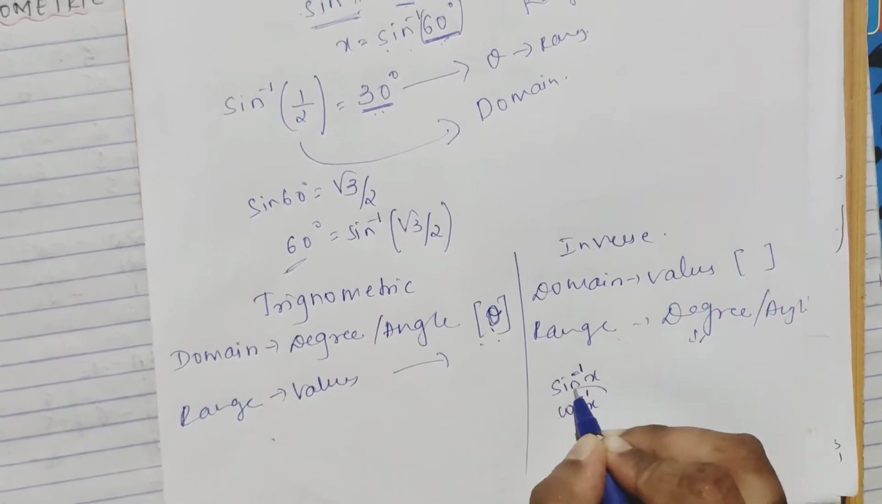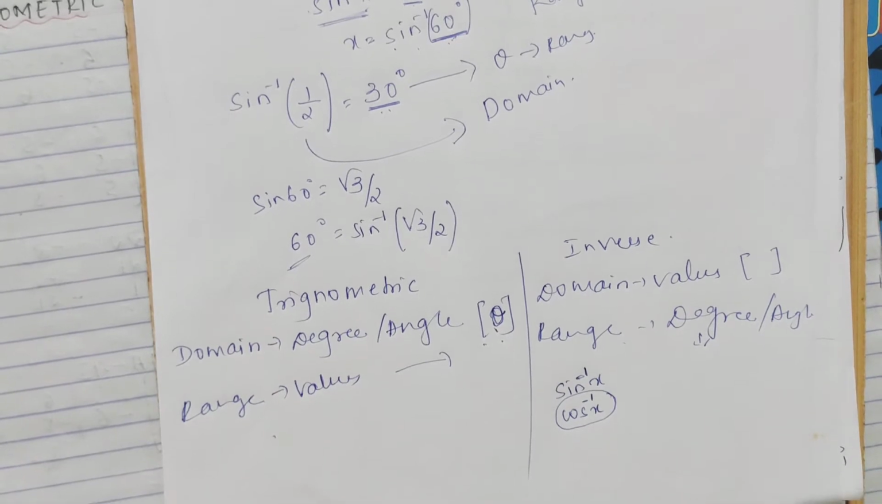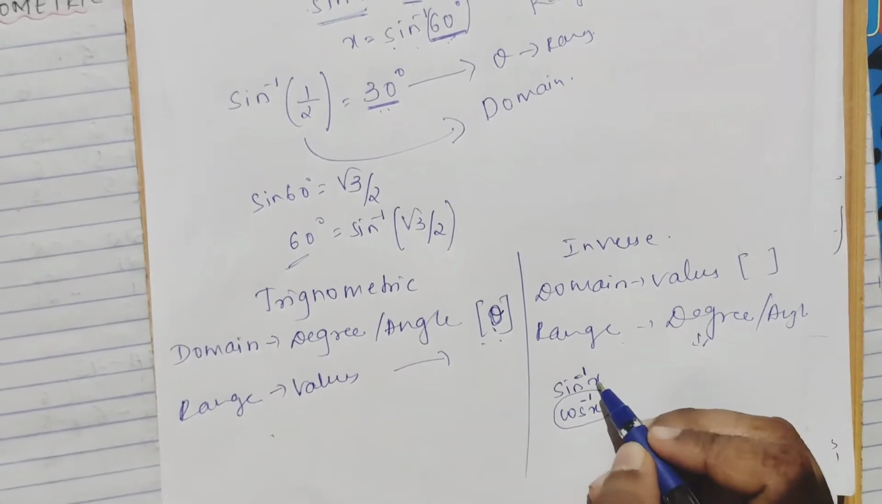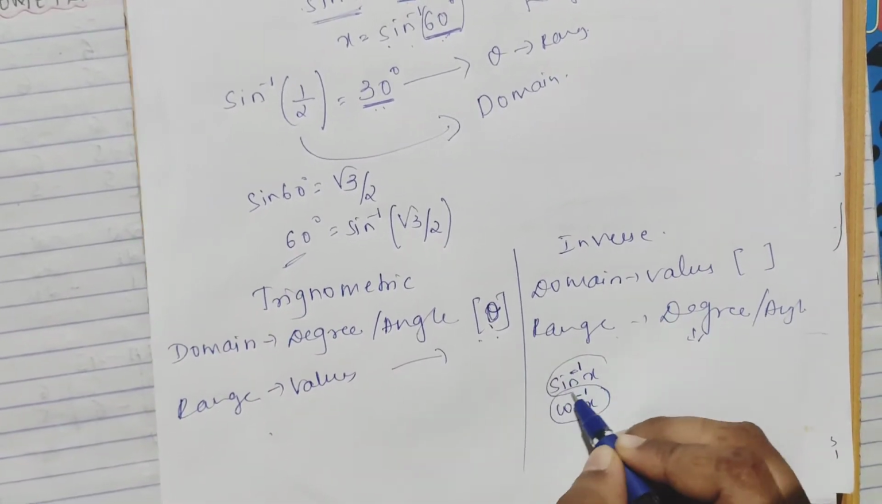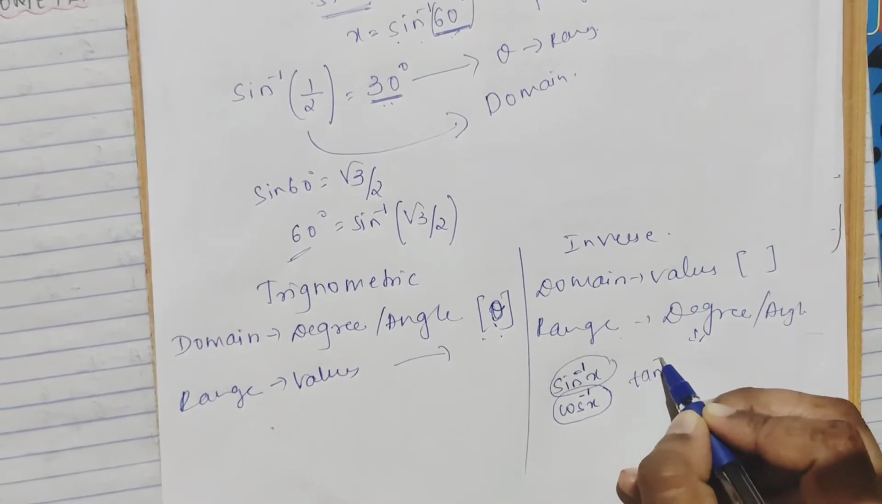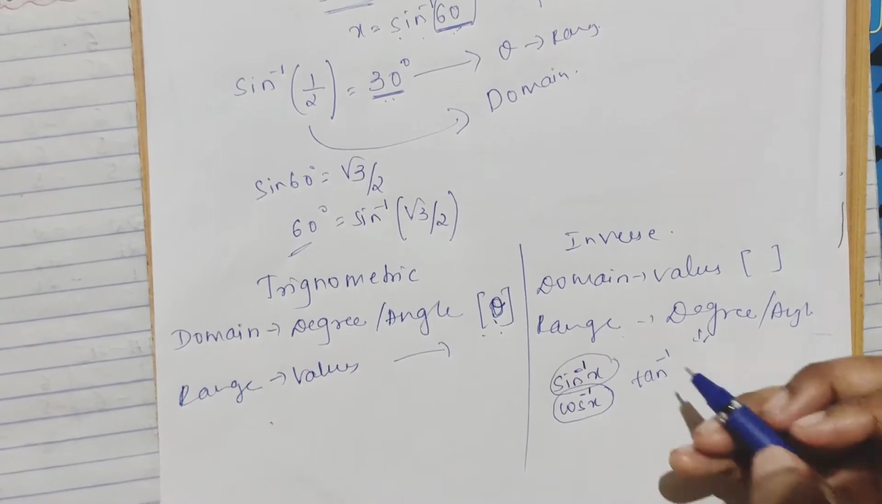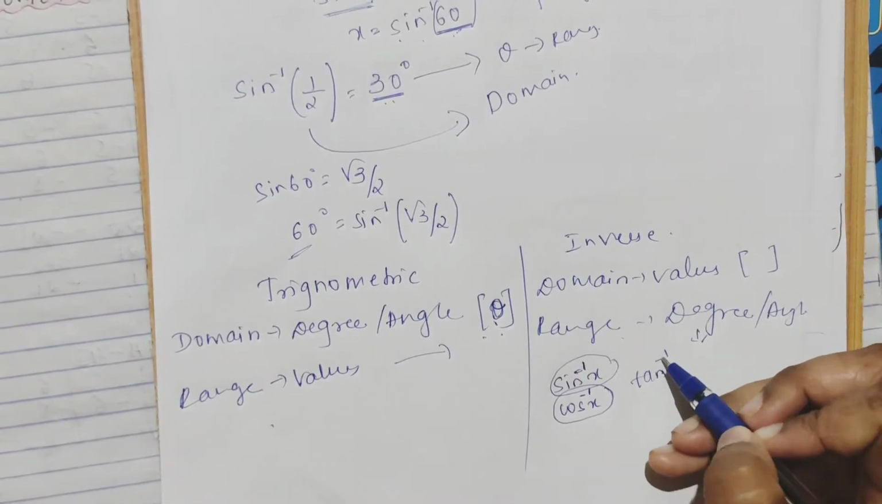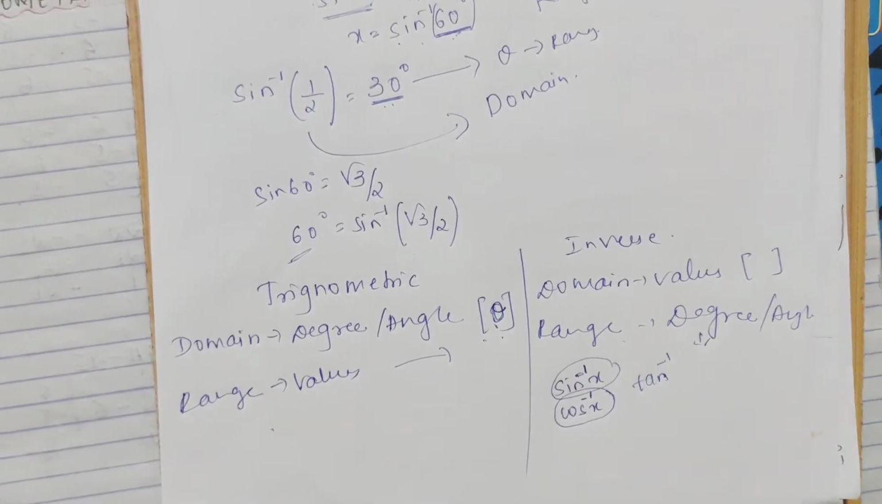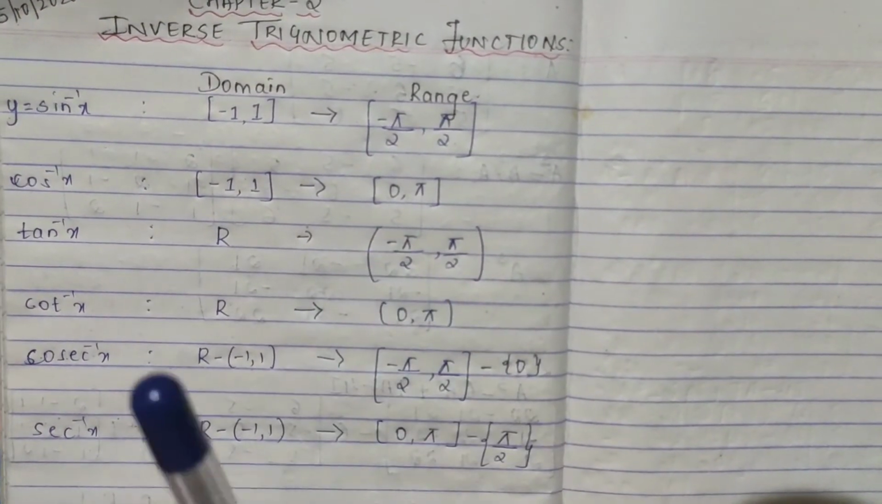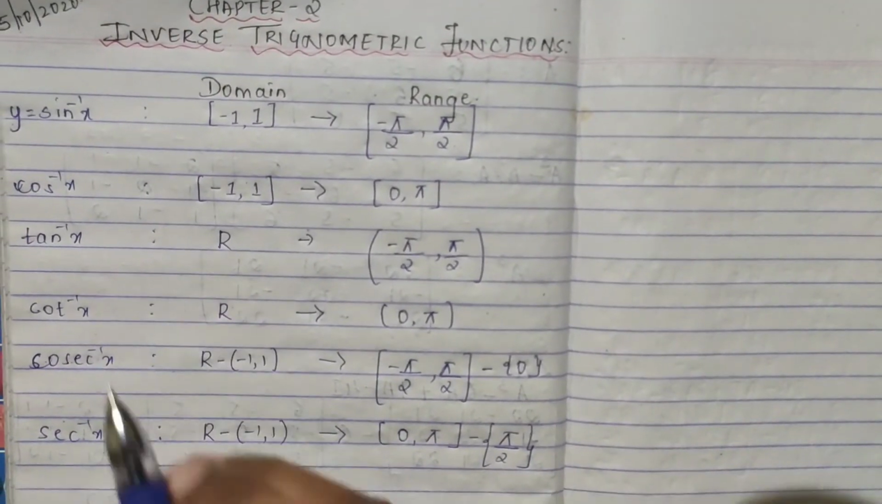So we call this cos inverse. You should read it the same way: sine inverse, even tan inverse. You tell it like this, and after n, I mean above n, you have to raise it. So this is the table you should know about and study.